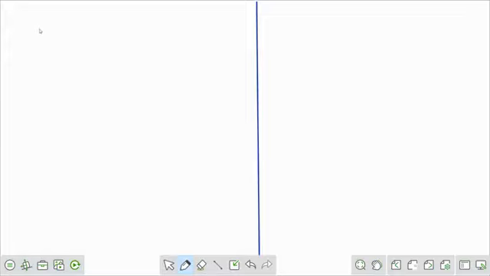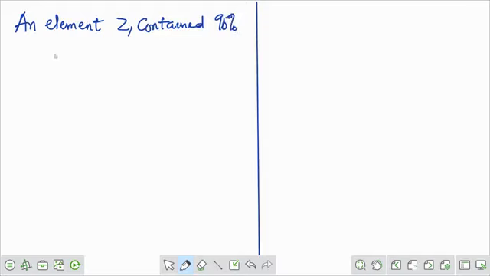So they said an element Z contained 90% of Z16/8. Once we finish with this question, we will be rounding up the class. We have 10% of Z18/8.